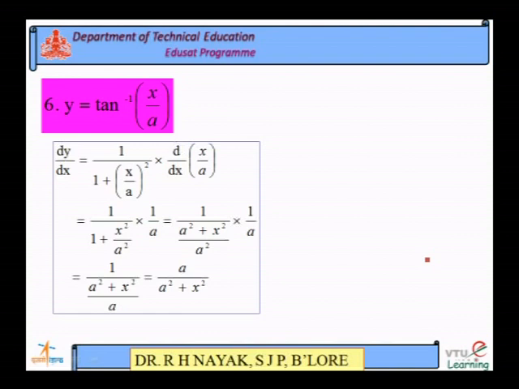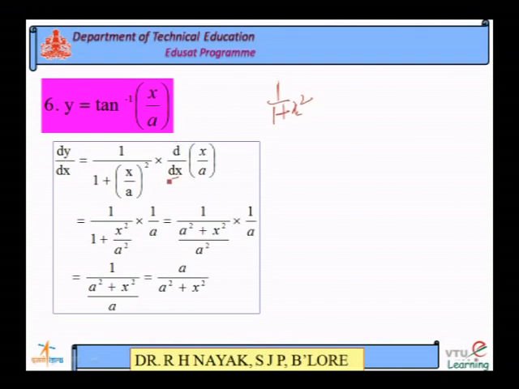It is tan inverse of function. What is differentiation of tan inverse x? It is 1 divided by 1 plus x square. So, based on this, tan inverse of function is there. In place of x we have to take function. See, 1 by 1 plus function square into d by dx of function.